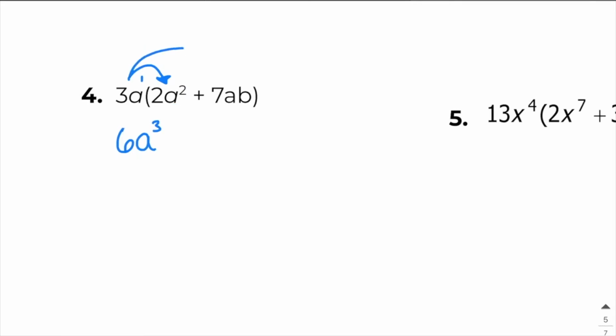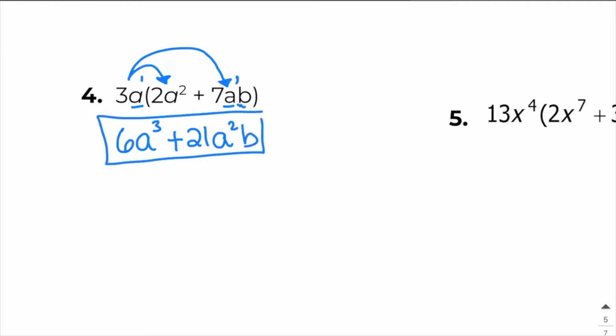And then we're also going to multiply this 3a to the 7ab. Now be really careful about this. So 3 times 7 is 21. Since it's a positive 21, we'll write plus 21. And then we've got a to the power of 1 times a to the power of 1, so we get a to the power of 2. And then we still have this b here, so we want to include this b here. So this is the answer that we would end up getting here.